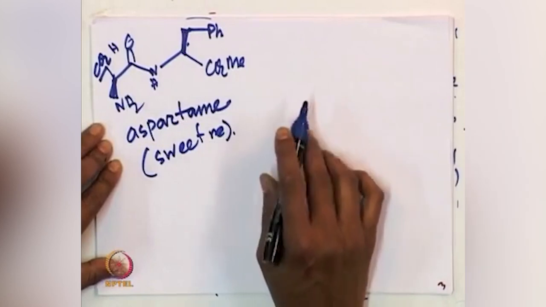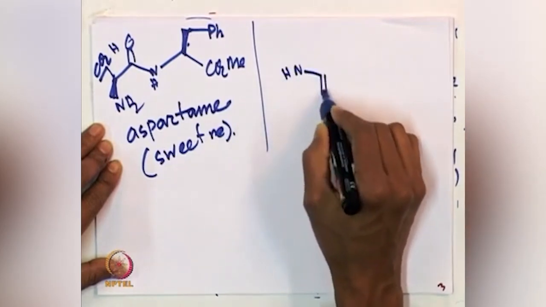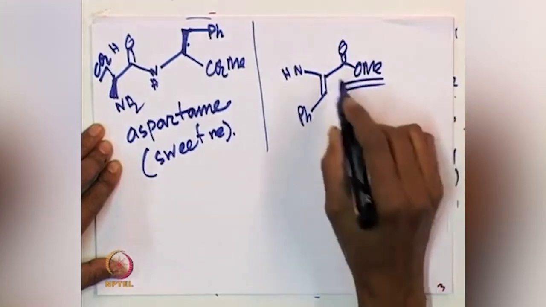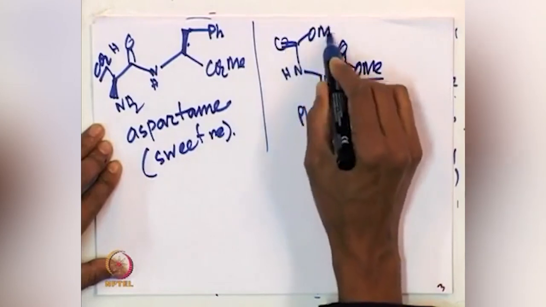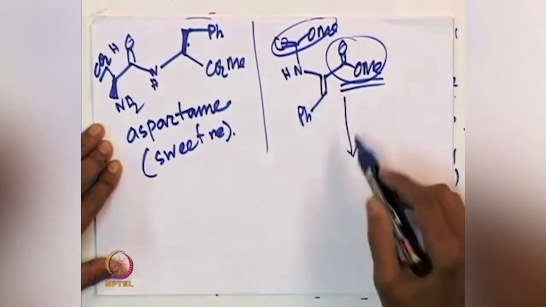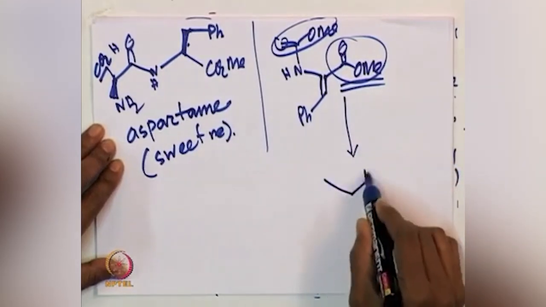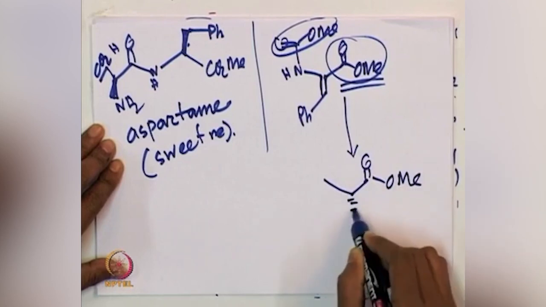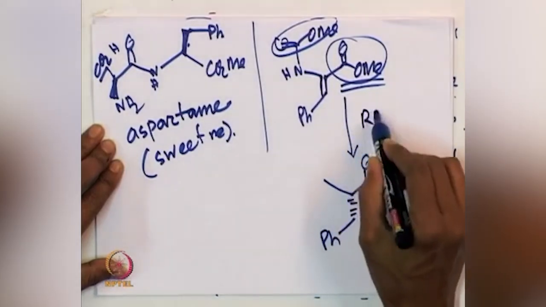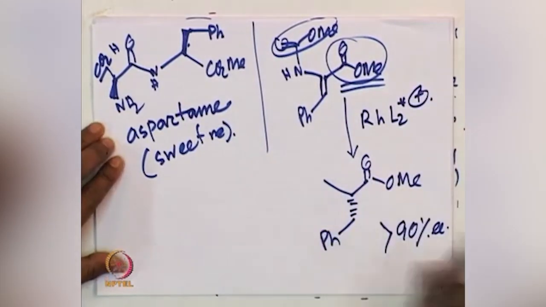Now, for synthesizing this, you can have a precursor where the coordinating unit is your CO2Me unit along with this COMe unit. These units will help you dock the metal center perfectly so that only one face of this double bond is available for the hydrogenation reaction. In this particular case, you will end up getting the corresponding hydrogenation product with greater than 90% EE. This is again with rhodium L2 plus.